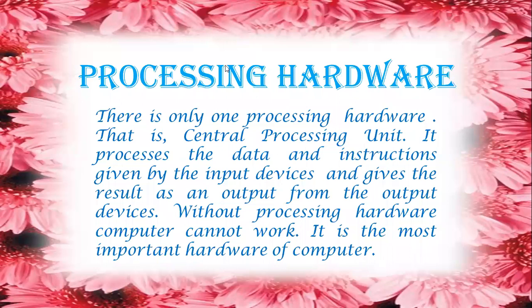Okay, now let me move forward. About processing hardware: once we give input to the computer, the computer starts processing. That's why processing hardware is needed, to process data according to the given instruction. The computer uses the central processing unit, in short form we call it the CPU. All the data are processed with the help of the central processing unit. So the central processing unit is the processing hardware. Once input is given, processing is done with the help of the CPU.